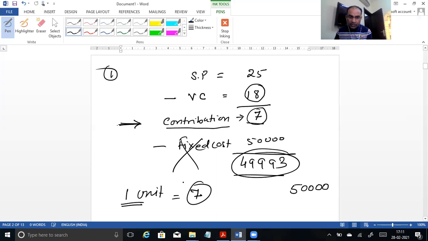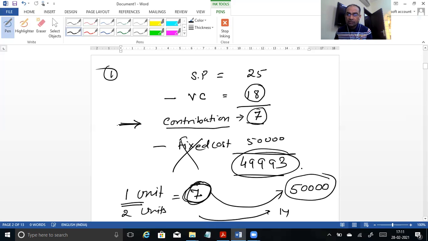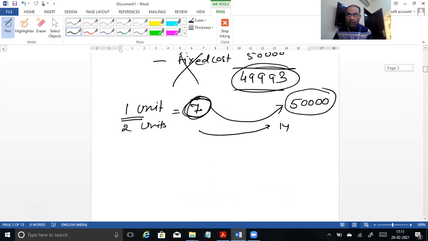And this 7 rupees is left, which is a contribution to cover my 50,000 total fixed cost. Likewise, if I sell 2 units, I am contributing a total of 14. Like that, I keep on selling, and one day I will cover this fixed cost. When the entire fixed cost is covered, the next unit will definitely be pure profit to the company or to the business.